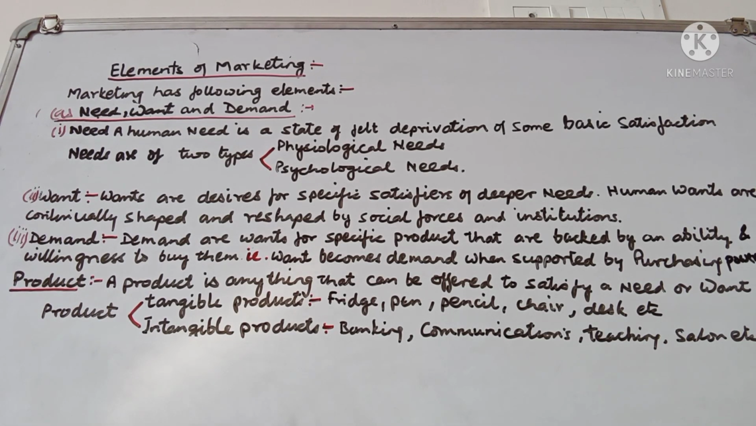Another important aspect is demand. Demands are the wants for specific products that are backed by an ability and willingness to buy them. For example, say there is a pen worth 500 rupees. Everybody would like to have that. But whether the customer has the ability, that is the purchasing power, whether he has the money to pay 500 rupees, or is willing to pay 500 rupees for a pen.